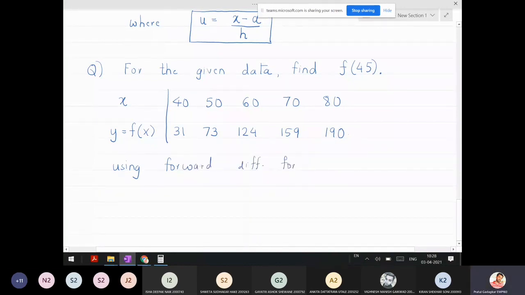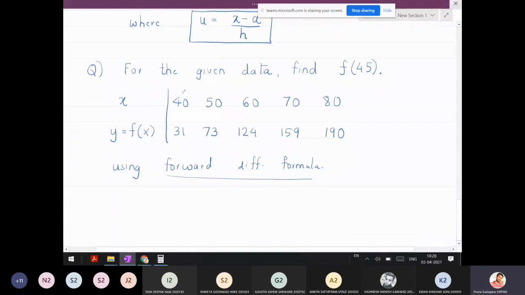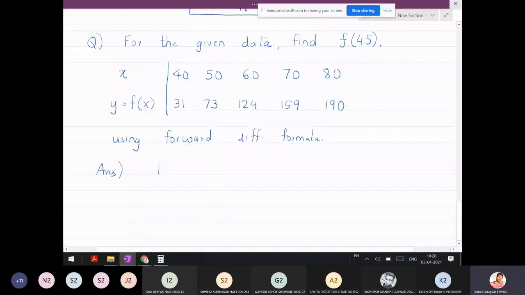Okay, the first thing that should come to my mind is: can I use the forward difference formula? The answer is yes, because of what I told you. Check the difference: 40 to 50 has a difference of 10, 50 to 60 has a difference of 10, 60 to 70 has a difference of 10, 70 to 80 has a difference of 10. So in this problem, my value of h is 10. If the difference is not the same, I cannot use the forward difference formula. We have to use a different method for that.